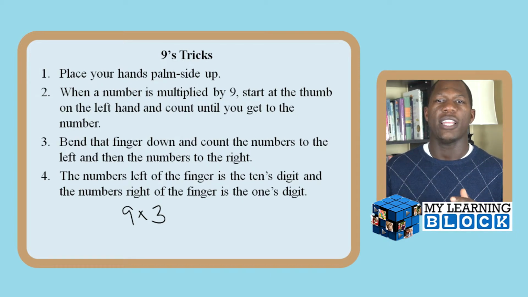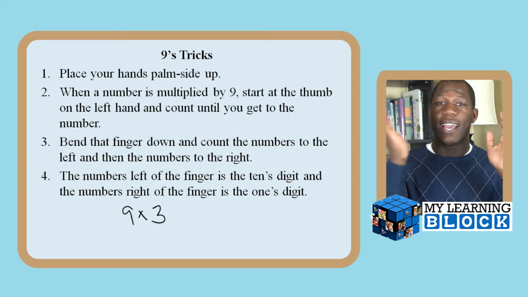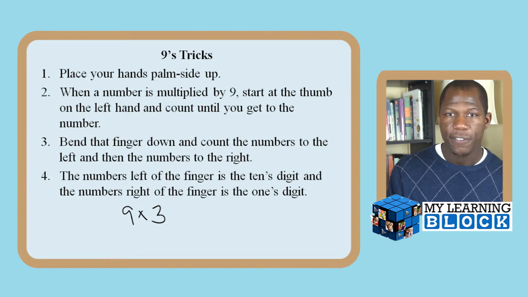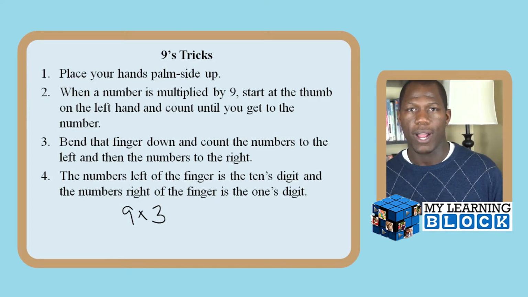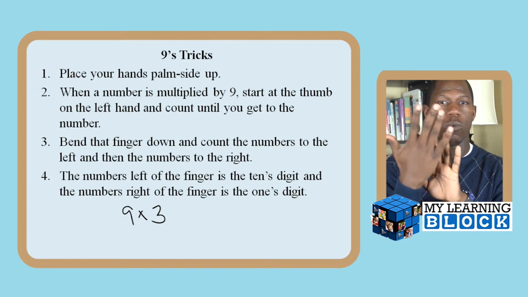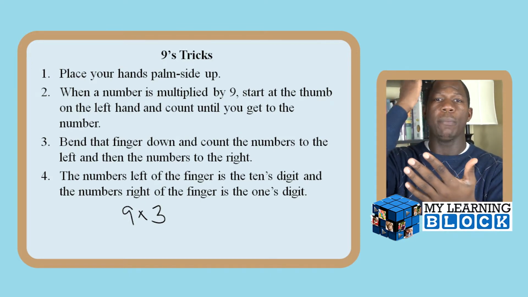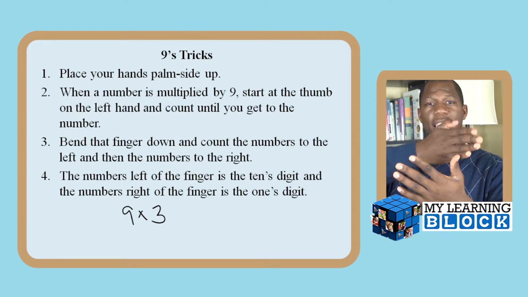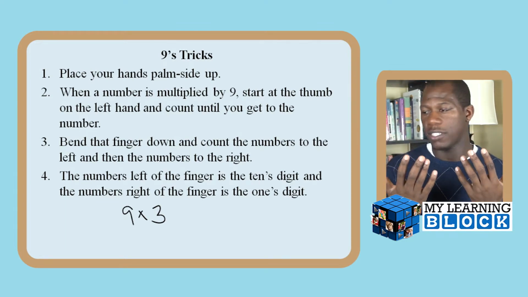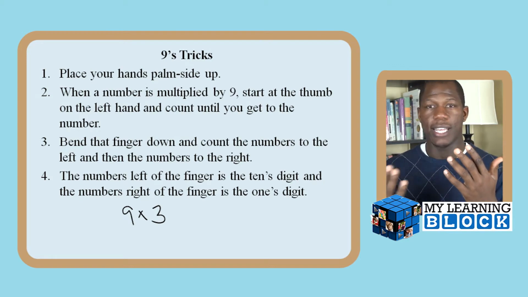Make sure they understand that they count all the fingers to the left first, and then they count all the fingers to the right. Now again, I'm going to work on my right thumb for you so you can see it, but you want to make sure your child is working from left to right and their palms are facing them. So in this case, I have 9 times 3.